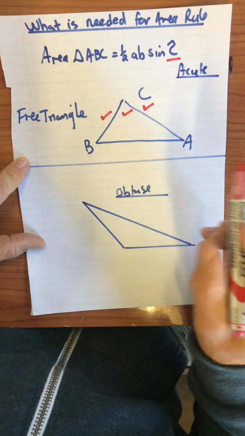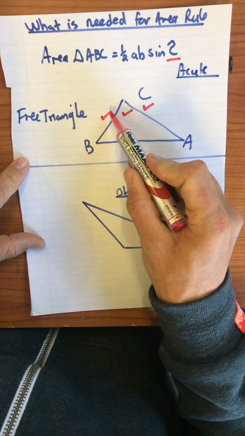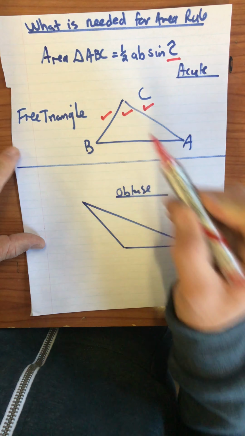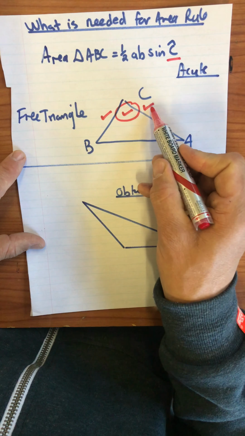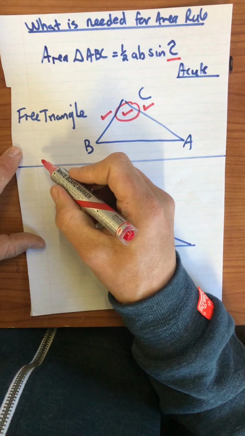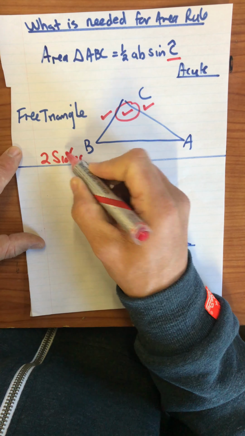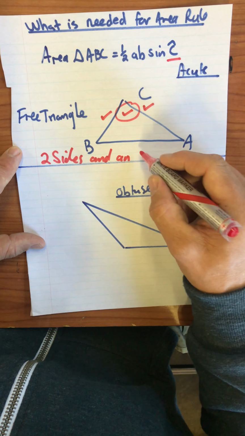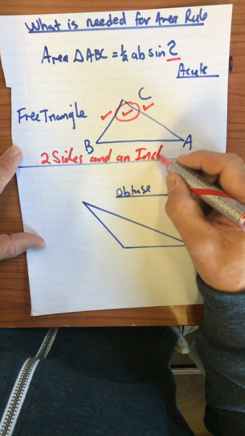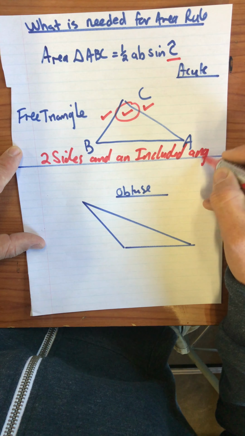So what is very important to note, to use the area rule, we need to be given two sides and an included angle. I call this a squishy angle because it is squished between the two sides. So we need two sides and an included angle.